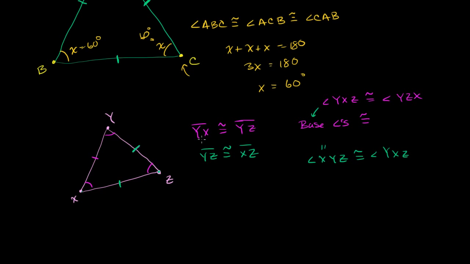Well, there we've proved it. We've said that this side, YX, is congruent to YZ, and we've shown that YZ is congruent to XZ. So all of the sides are congruent to each other. So once again, if you have all the angles equal, and they're going to have to be 60 degrees, then you know that all of the sides are going to be equal as well. They're going to be congruent.